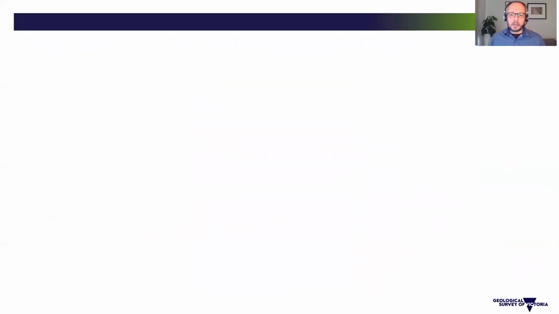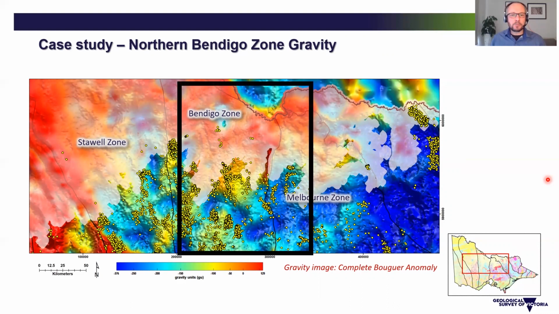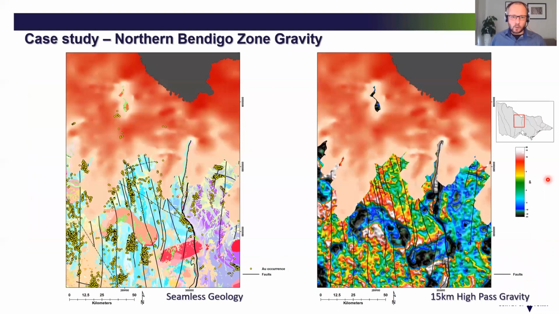So how do we go about applying all these data sets and techniques to our interpretations? I'll just run through a couple of examples. In the northern Bendigo zone here, we've got our geology on the left with the interpreted faults and gold occurrences. Again, you can see they correlate and are associated with these deep crustal faults, these west dipping faults. And if we overlay them on the gravity, we can interpret them and infer them from some of the response. So this is a 15-kilometer high pass gravity image.